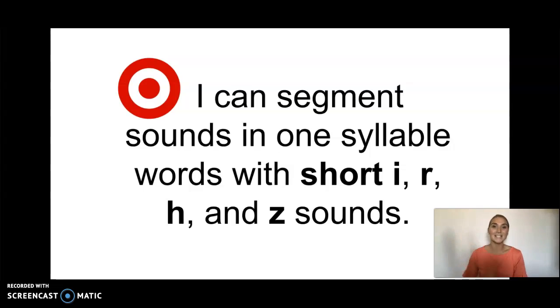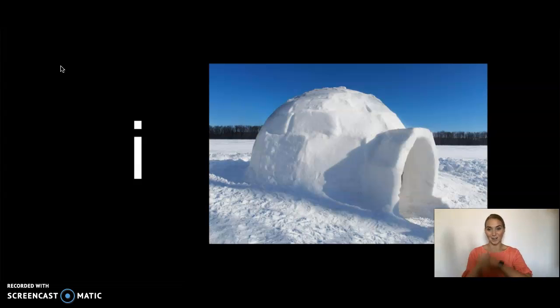Our target skill for today is I can segment sounds in one-syllable words with the short I, R, H, and Z sounds. So, boys and girls, let's review these sounds. What sound will this letter make today? The short I will make the I sound.